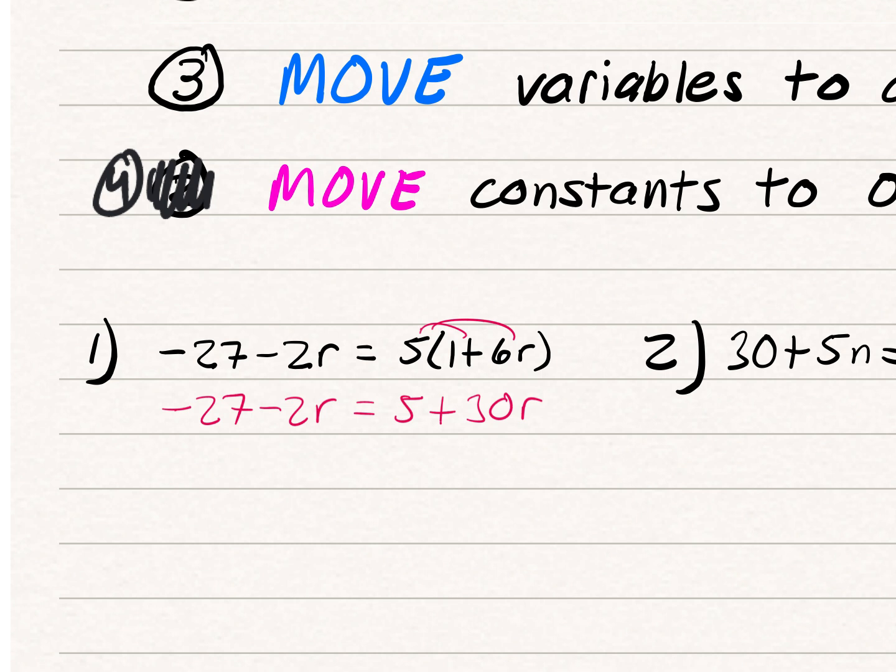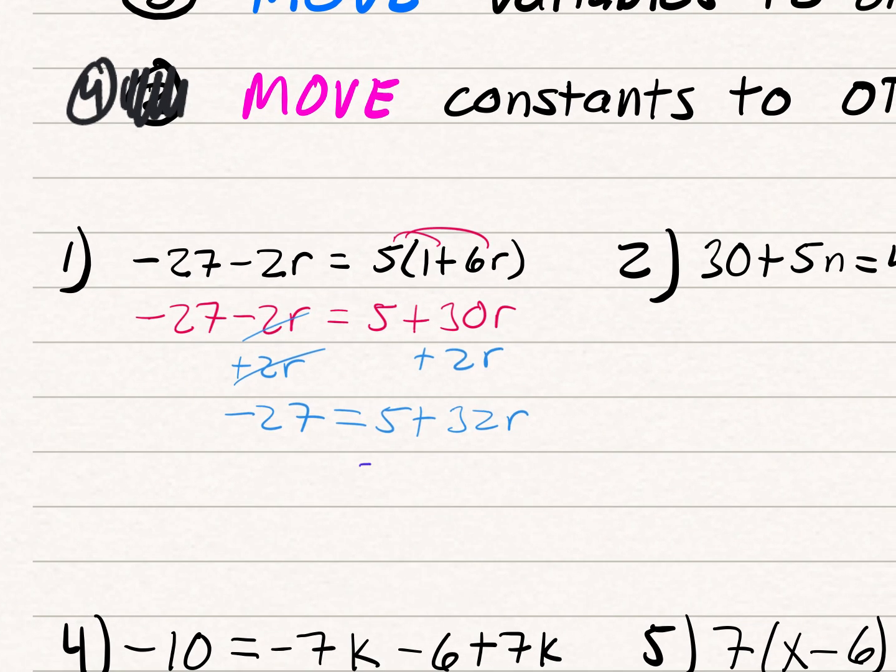So I'm going to go ahead and move the minus 2r to the other side by adding 2r. I'm doing this because I know some of you don't like dealing with the negative in front of the variable. So this is how we can get rid of that, because minus 2r plus 2r goes away, and on the other side, we have 30r plus 2r is 32r. And then we still have that 5. So 5 plus 32r equals negative 27.